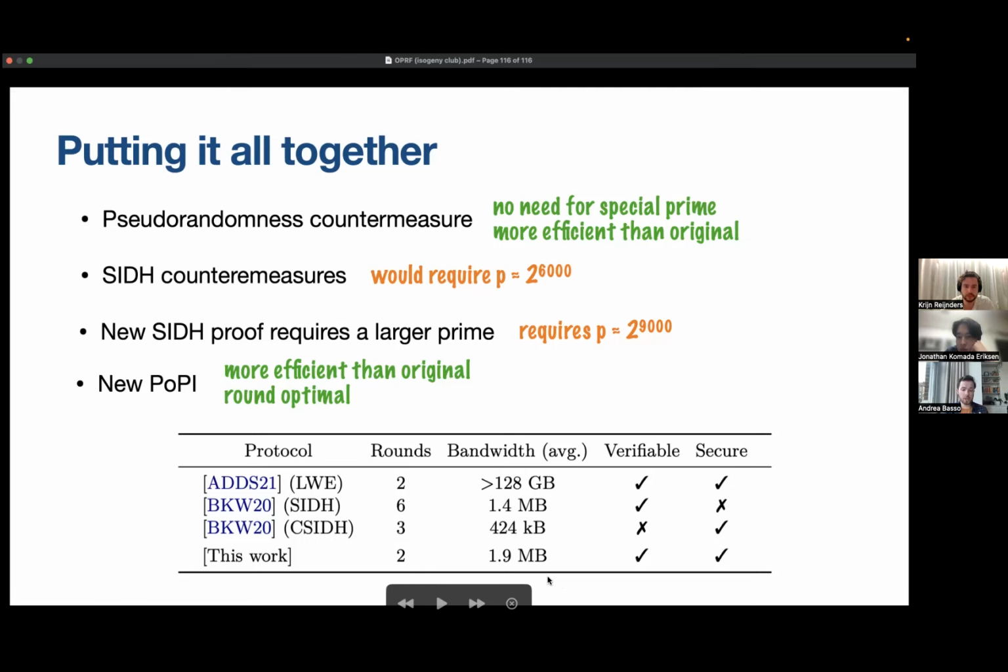If we did not include those, we get something that is only 30% larger than their construction, while also being round optimal. So overall, what we get is an OPRF construction that is round optimal, post-quantum secure, verifiable, and moderately compact. This is probably not practical for most use cases. It might be for some, but not all for sure. And it's definitely not competitive with the Diffie-Hellman-based construction or other classical constructions, but it is a step in the right direction. And of course, more work will be needed to try to bridge that gap.